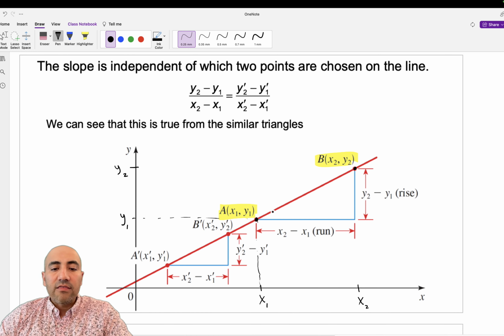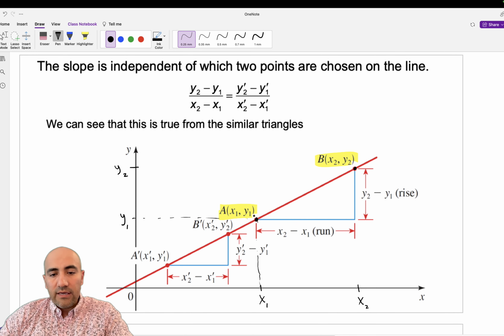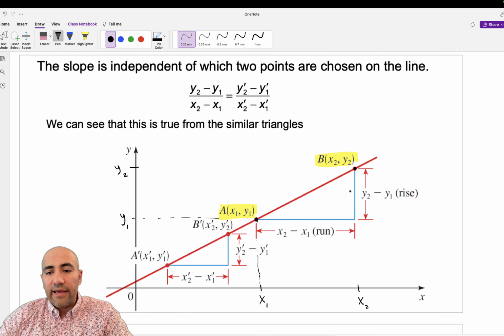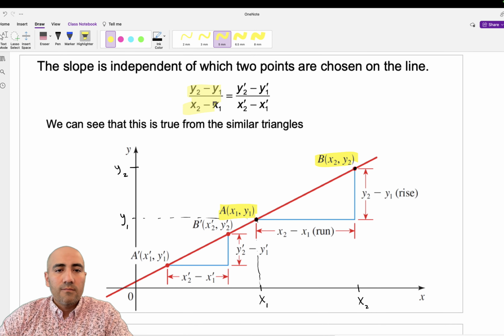If we want to find the slope of this line, what we could do is take these 2 points and look at the change in the rise, the change in the y's, and divide it by the change in the x's. So in this direction, the change in the x's, the run, is x sub 2 minus x sub 1. Up here, the change in the y's is y sub 2 minus y sub 1, and that's where this formula comes in. Change in the y's divided by the change in the x's.